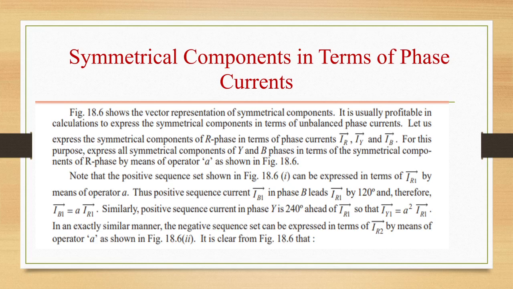We have to note the point here that the positive sequence set can be expressed in terms of IR1 by means of operator A. Positive sequence current IB1 in phase B leads IR1 by 120 degrees, and therefore IB1 is A IR1. Similarly, positive sequence current in phase Y is 240 degrees ahead of IR1, so that IY1 is A square IR1. In an exactly similar manner, the negative sequence set can be expressed in terms of IR2 by means of operator A.